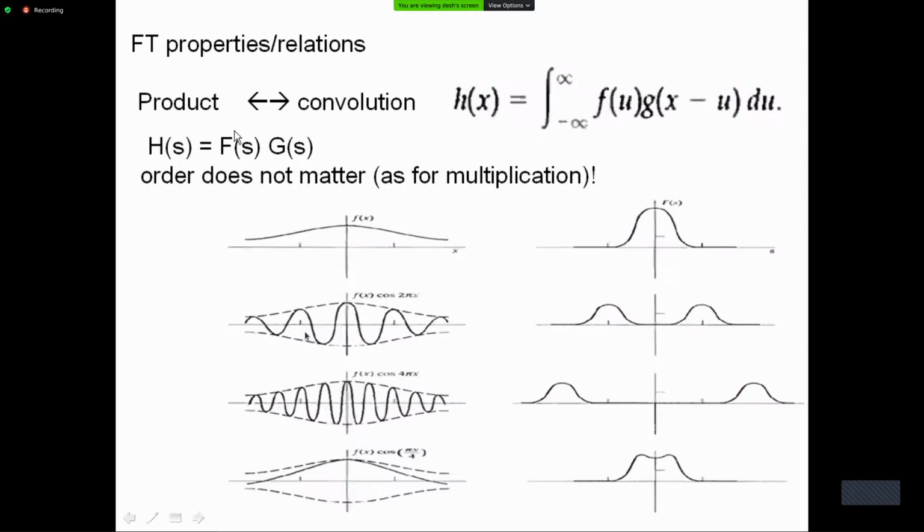All right. You can also look at, this is what we already talked about, convolution in one domain is a product of Fourier transforms in the other domain. And as I said, the order does not matter, and it comes from a simple thing that we understand about multiplication.